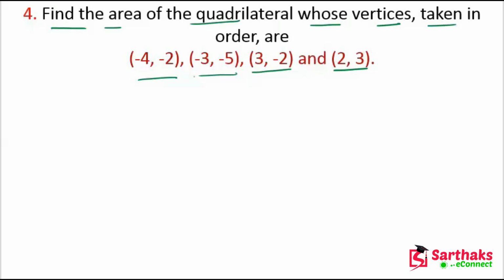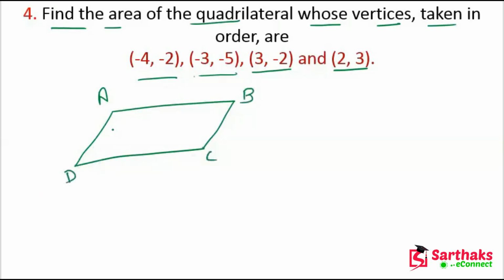So first of all, let's draw the quadrilateral. Okay, a quadrilateral can be of any type, of any shape, it doesn't matter. Let's draw it like this. We can draw any shape, like this is a quadrilateral, but we have to take these points in order: A, B, C and D. So point A is -4, -2, point B is -3, -5, point C is 3, -2 and point D is 2, 3.